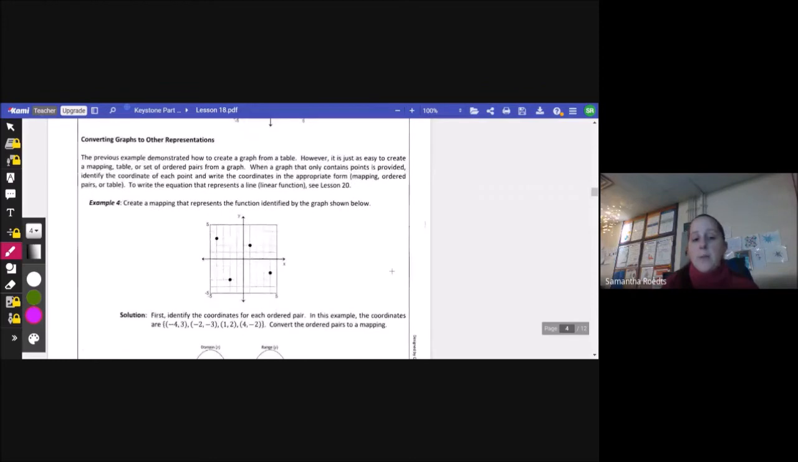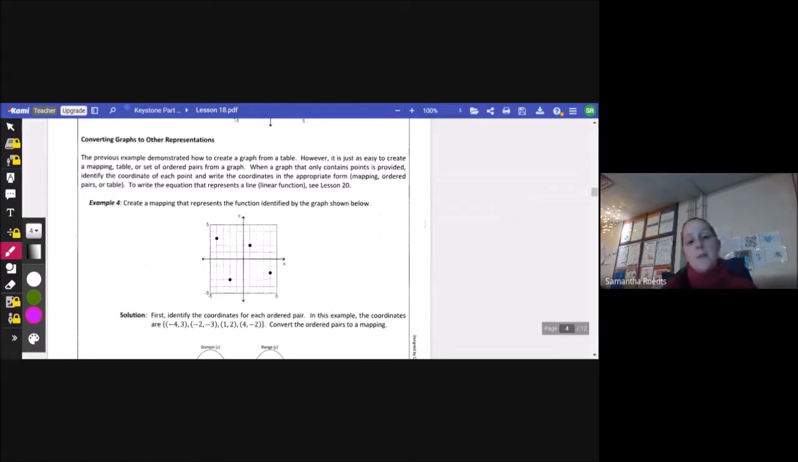Converting graphs to other representations. The previous example demonstrated how to create a graph from a table. However, it's just as easy to go backwards and create a mapping, table, or set of ordered pairs from a graph. When a graph that only contains points is provided, identify the coordinate of each point and write the coordinate in the appropriate form: mapping, ordered pairs, or table. To write the equation that represents a line, see lesson 20.